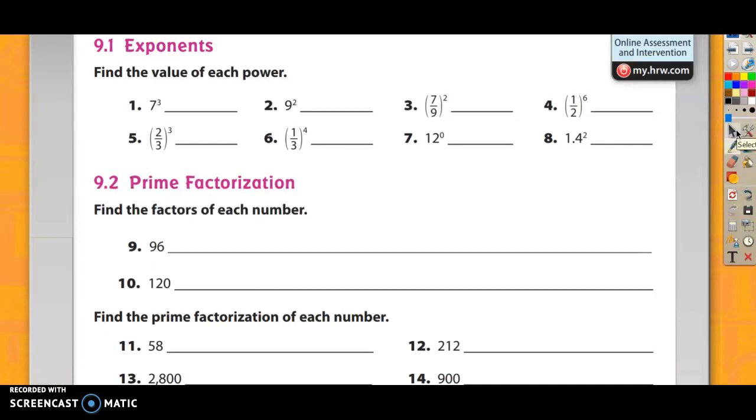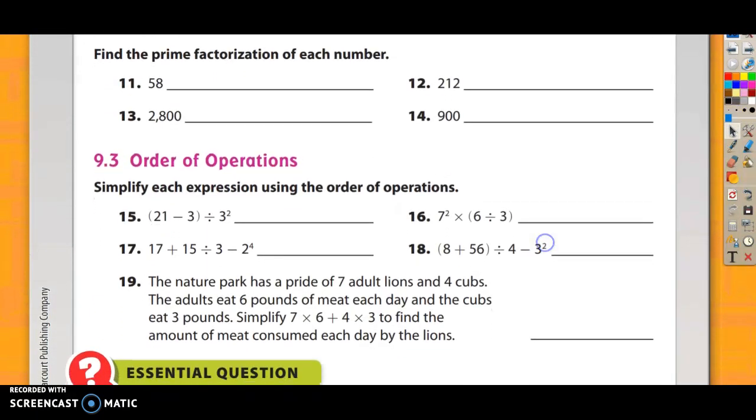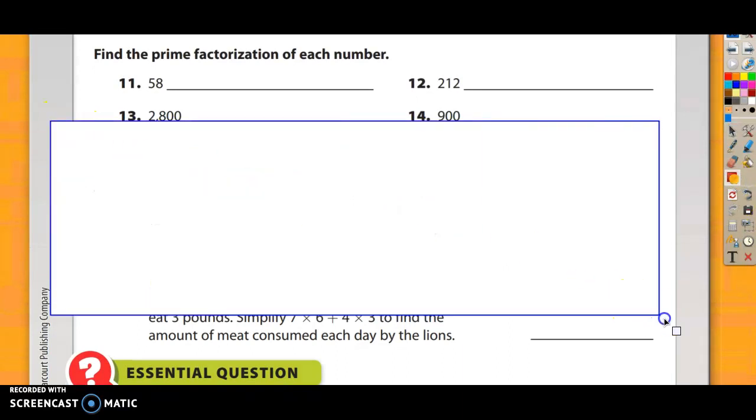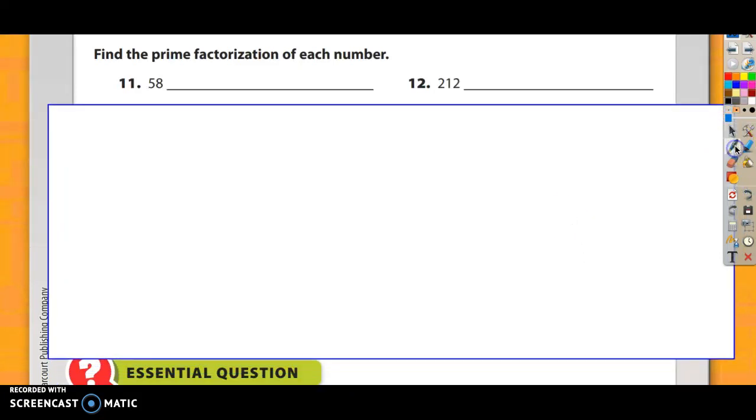Alright, so now we're on prime factorization. And these are the ones that we want to use either a factor tree or a ladder diagram. And both are super effective. I think I'll start with a ladder diagram on number 11. I don't know what's better. If you like factor trees, you feel free to use that. I'm going to go ahead and use a ladder diagram here.